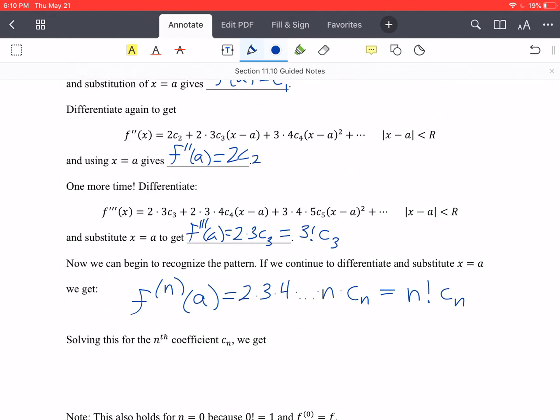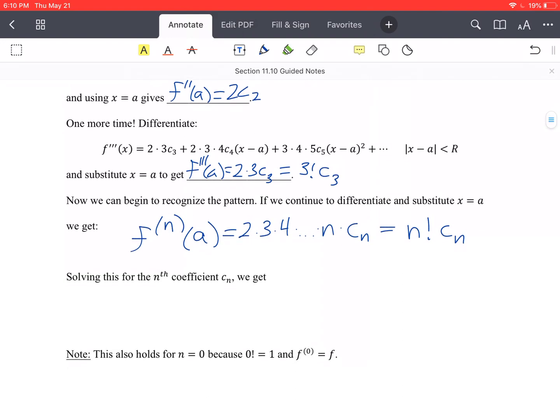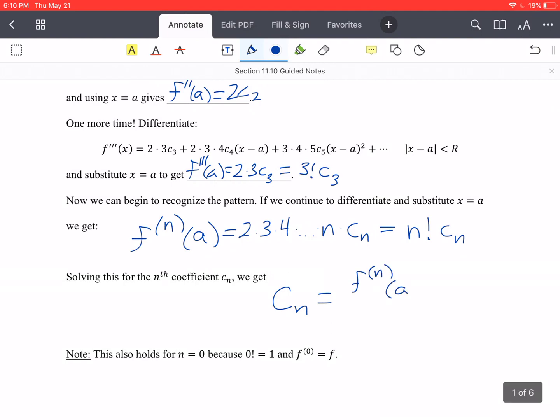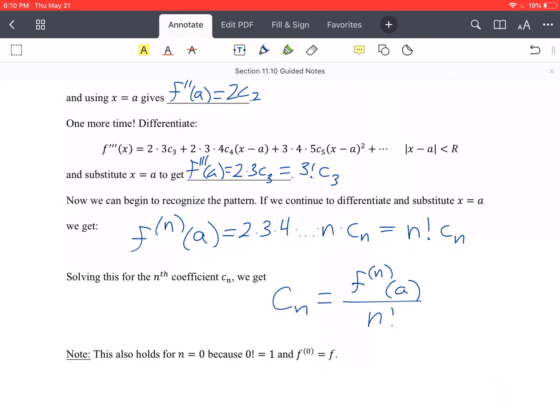Okay, solving this for the coefficient, because again that's what we're looking for, is how do we get that coefficient. We get the nth coefficient is the nth derivative at a over n factorial. Okay, so any nth coefficient of this series is going to be the nth derivative at a over n factorial. And this also holds for n equals 0, because 0 factorial is 1, and the 0th derivative of f is just f, because if you haven't taken a derivative, that's just the original function.